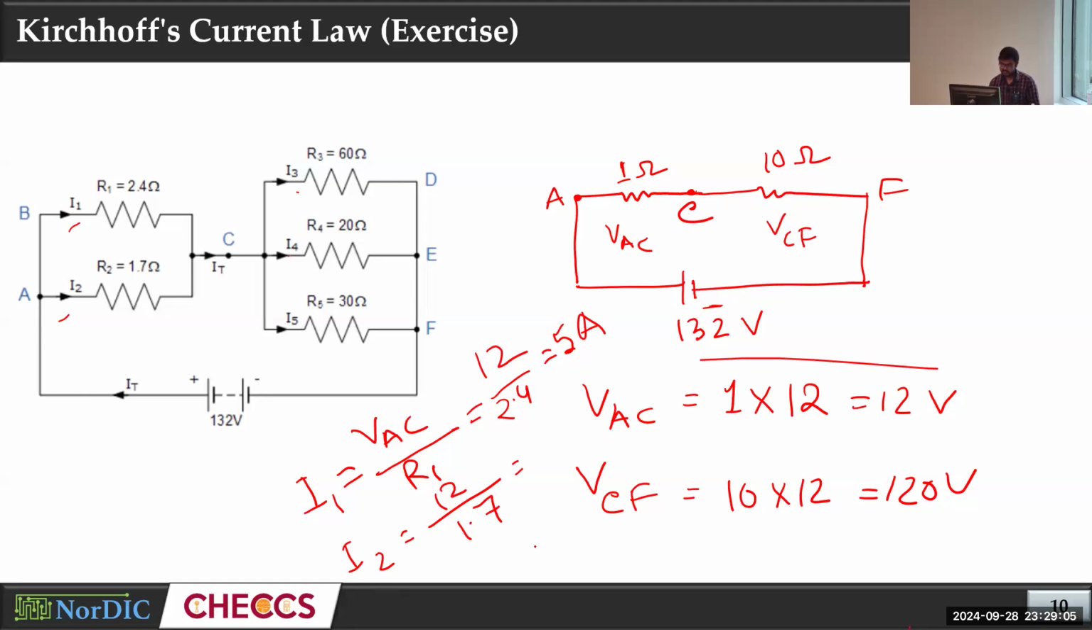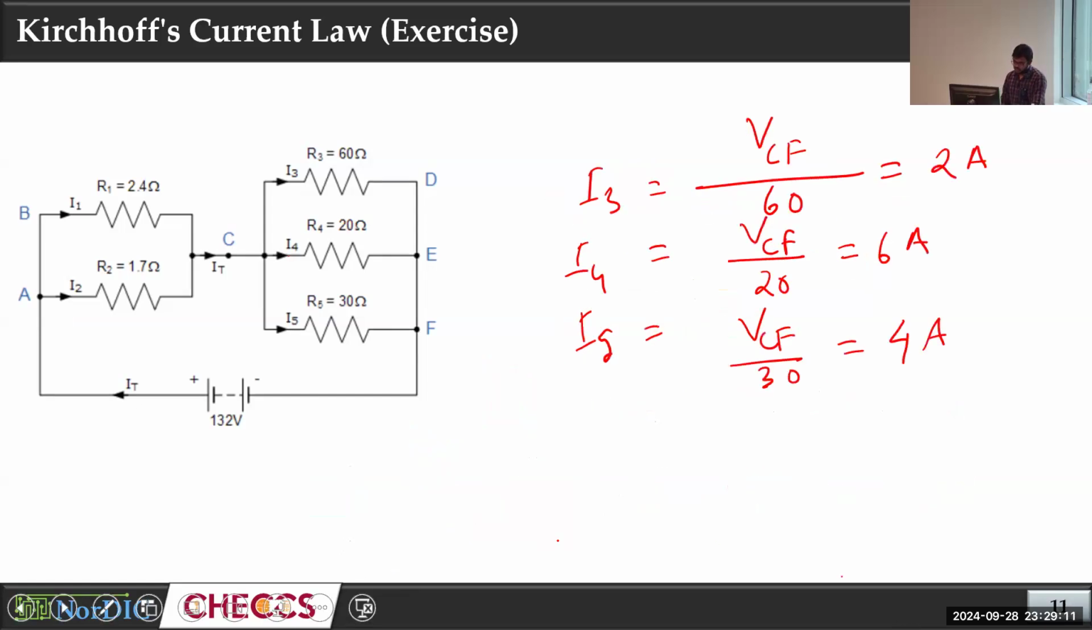So what did you get here? 12 by 1.7, 7 ampere. So now let's do one more thing. The problem is solved here. We found the values of all the currents in this circuit. Now for I1 we have 5, I2 we have 7, and here we have 2, 6, 4.